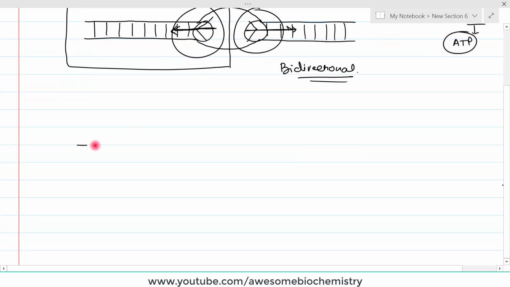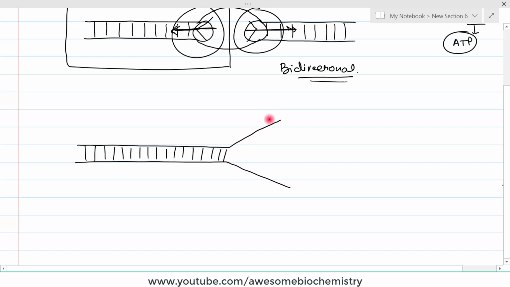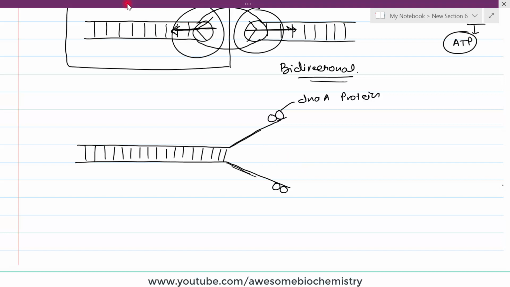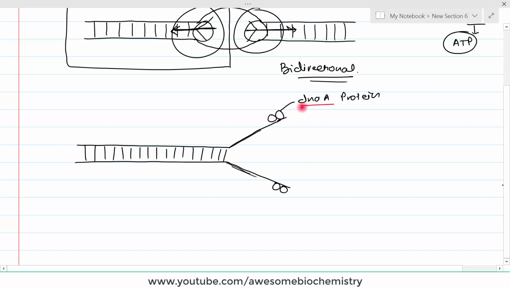We have native DNA, that is double stranded DNA, which is hydrogen bonded. And then we have this replication fork, which we know is formed by the binding of DnaA protein. Once DnaA protein has initiated the separation of double stranded DNA into single stranded DNA, there is one more enzyme. Remember, DnaA protein is an enzyme that requires ATP. The second enzyme is DNA helicase.